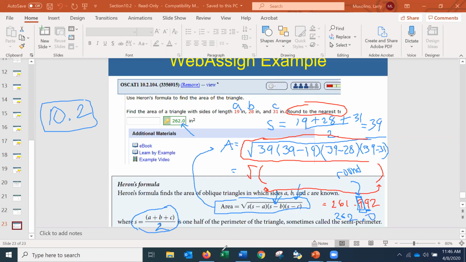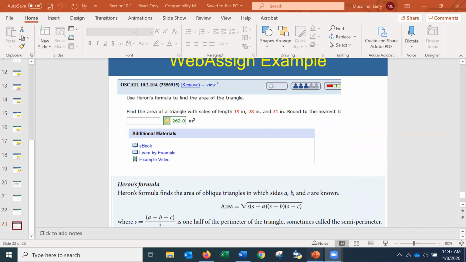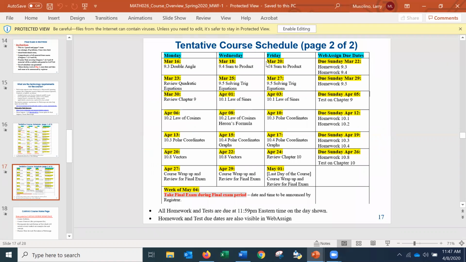Let me just bring up the calendar again so you can see it. What we just covered was section 10.2 and Heron's formula. Then Friday we'll go to section 10.3 on polar coordinates. You might notice once we do 10.3, there are only 2 more sections: section 10.4 and 10.8, and then we're done. So we only have a few sections left to finish up the course.